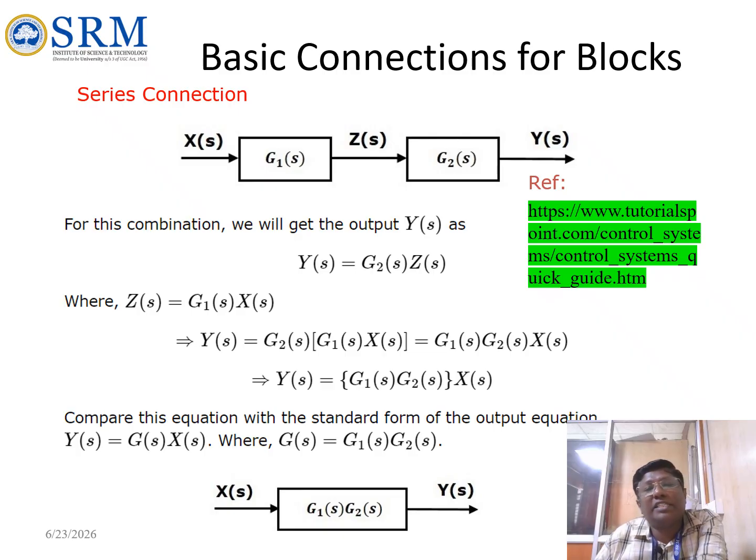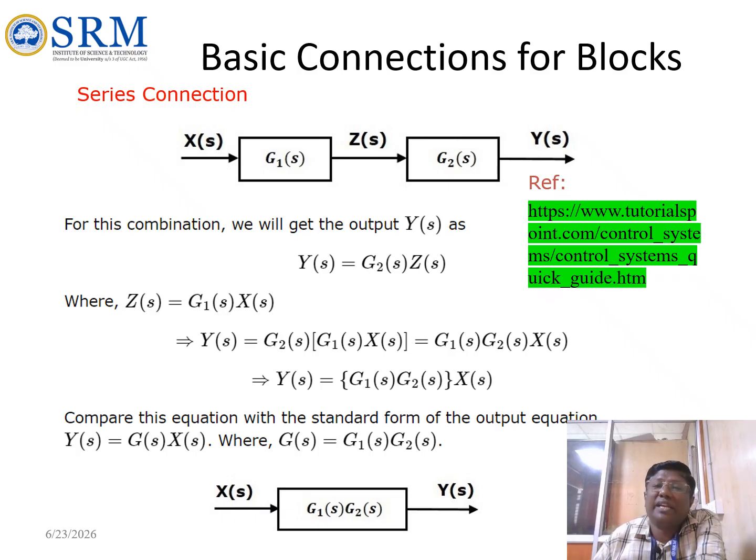And the basic connection for the blocks. Whatever was given in the previous one is a series connection. So we are giving x as an input and we are getting z of s, and then y of s. This output is given as z of s. After processing through G2 of s, we are getting y of s.